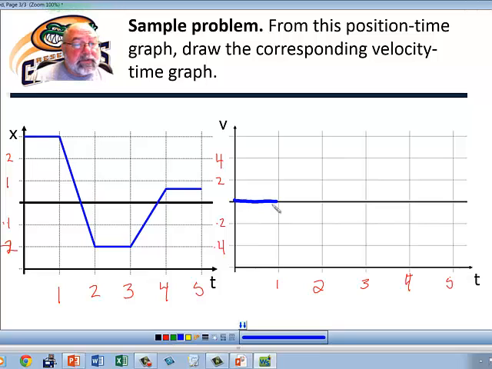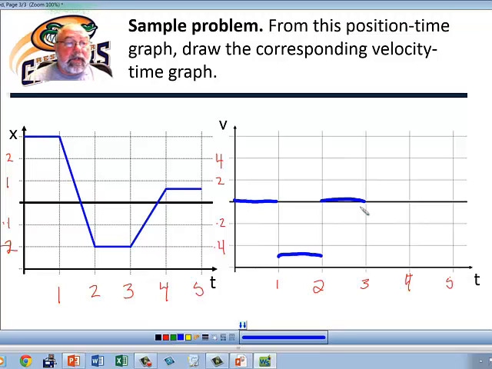Now, from 1 to 2 seconds, we have a negative slope, which means our velocity is negative, and the rise is a -5 over a run of 1. So we have a -5 for the period from 1 to 2 seconds. And then between 2 and 3, the slope of our graph is 0. So we're back to having a 0 velocity during that time interval.